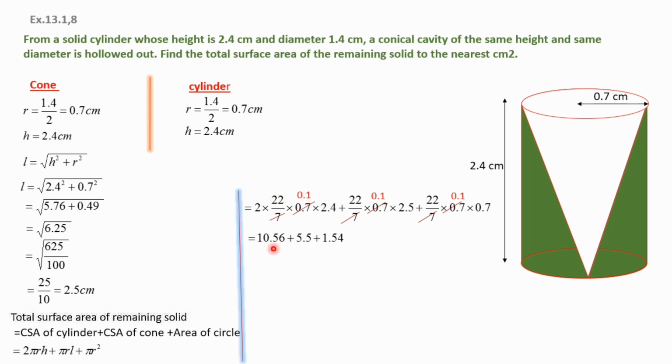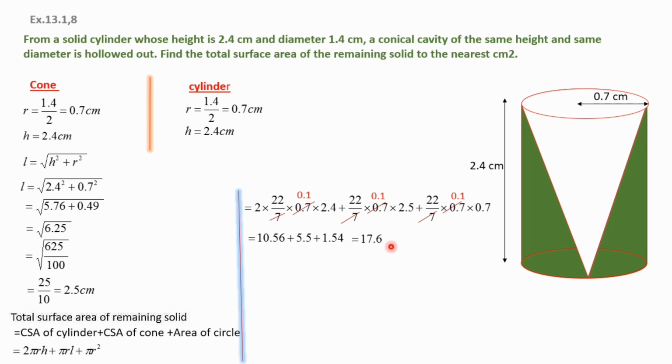Once again, I just want to remind you, you must do the calculation and show it on the right side of your notebook. So it must be seen when you send the notebook. Don't simply copy the answers. Then next one, 22 into 0.1 into 2.5. When you multiply, you will get 5.5, plus 22 into 0.1 into 0.7, you will get 1.54. When you add these three quantities, you will get 17.6.